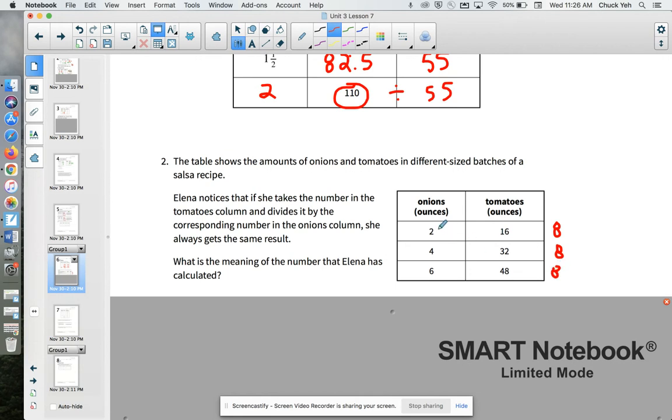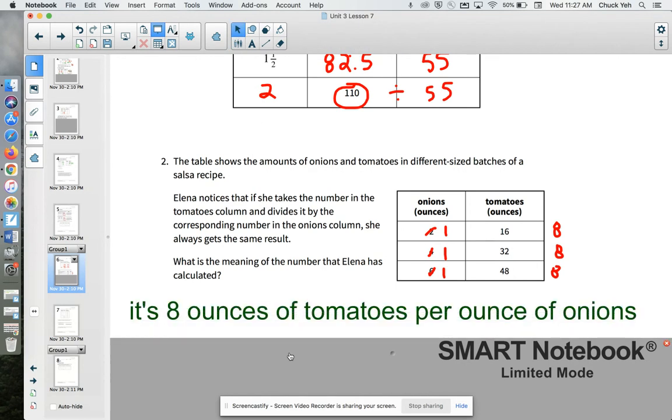Now remember, if it's the other way around, this would be 1 over 8, this would be 1 over 8, and this would be 1 over 8. So what does that 8 mean then? Think about what we've been doing the last couple of days. Okay? The 8 means that it's 8 ounces of tomatoes per ounce of onions. So every 8 ounces of tomato, it's 1 ounce of onions, because it becomes 1 over 8. So these are equivalent ratios.